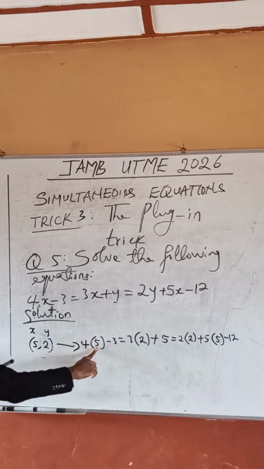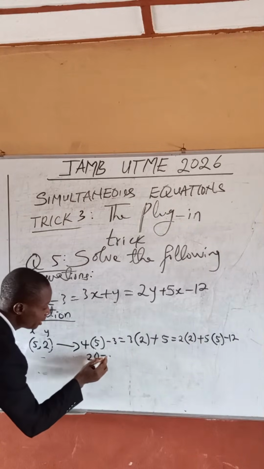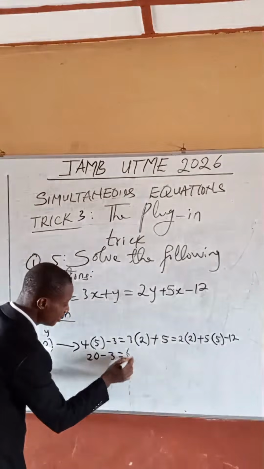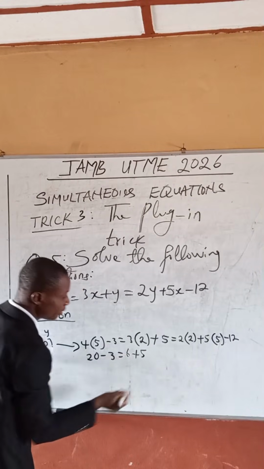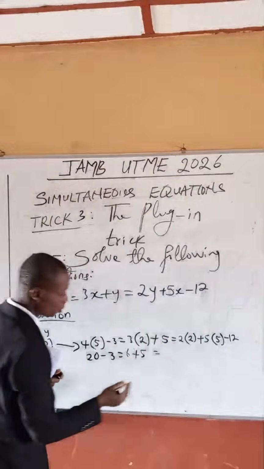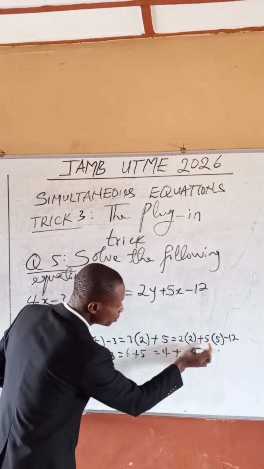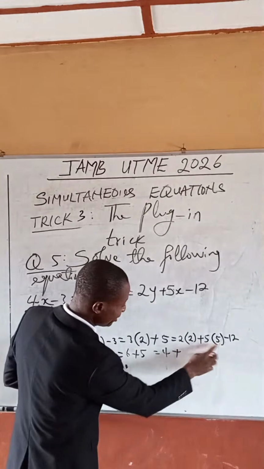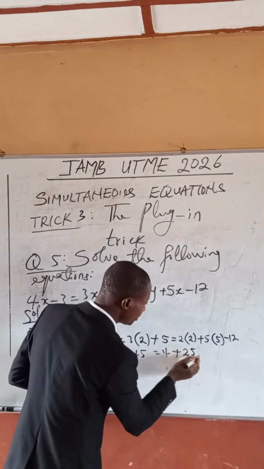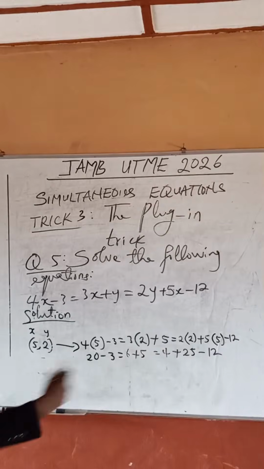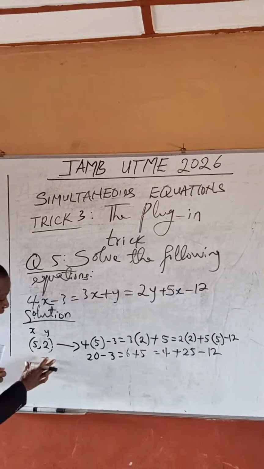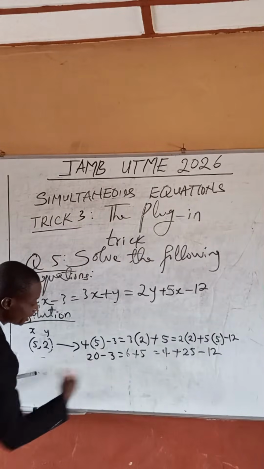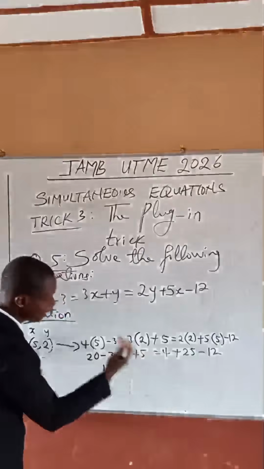4 times 5. 4 times 5 is 20, right? 20 minus 3 equals 3 times 2 is 6, right? Then plus 5 plus this 5. Then equals 2 times 2 is 4 plus 5 times 5 is 25. Then minus 12. Yes, we are plugging in. We want to know if this is the answer. If this is the answer, they will all be equal. So let's proceed. 20 minus 3 is 17, right? But here, is it 17?